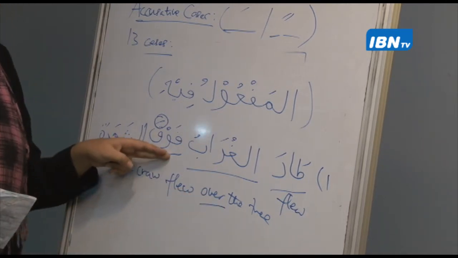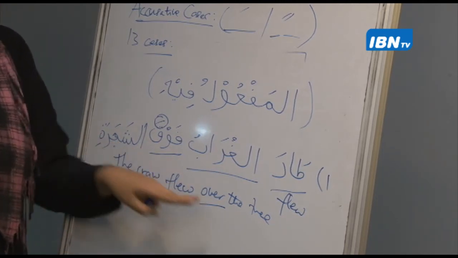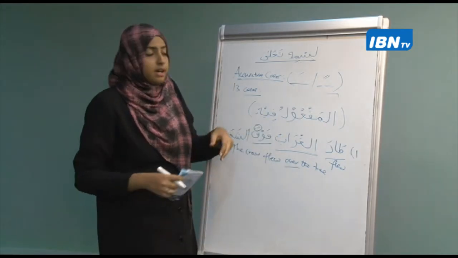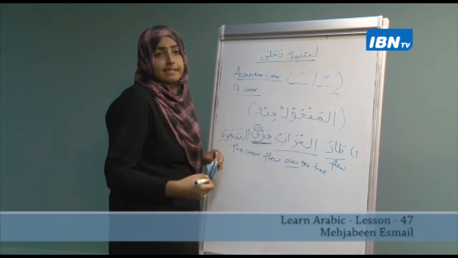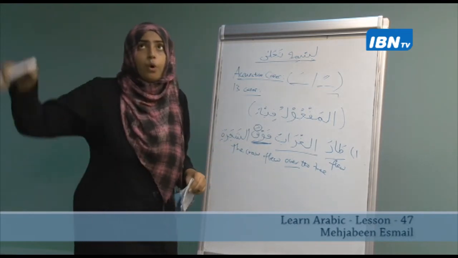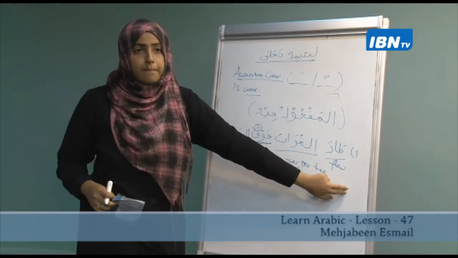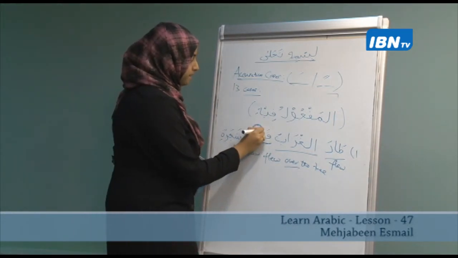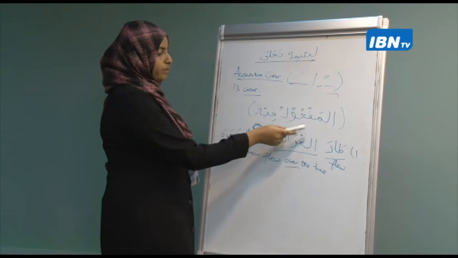Okay, so it's trying to explain exactly how the crow flew. That's how it is actually connected to this verb. How the crow flew, it flew over the tree. So because it is trying to explain us how this verb is happening. The crow can also fly under the tree, but the crow flew over the tree. So this is explaining the action being done. Because it's explaining the action being done, flying, therefore this carries accusative case. So this is my maf'ulu fihi.